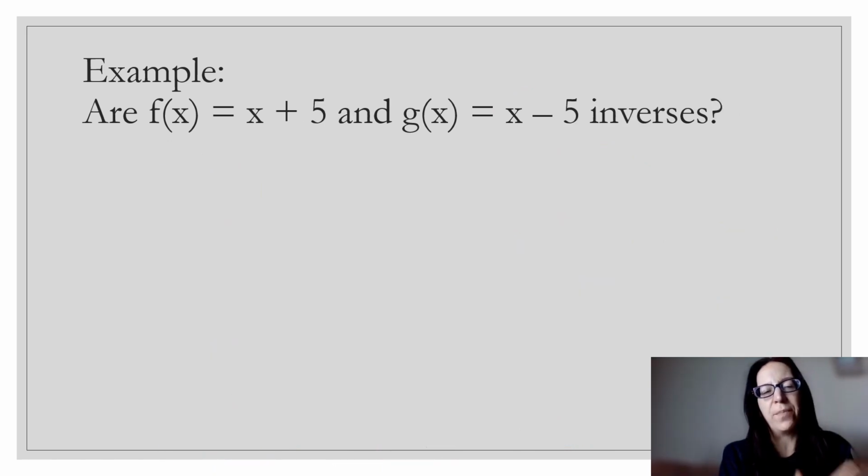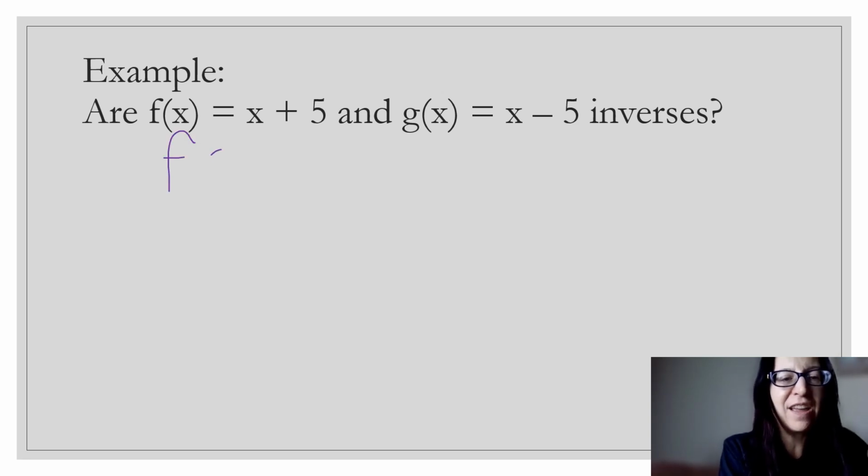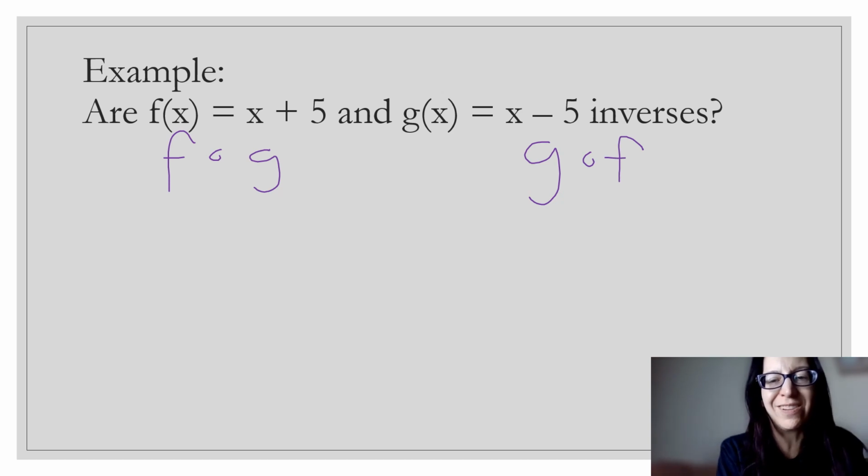Now, this one, you're probably pretty confident, x plus 5, x minus 5, there's nothing even to complicate that. I think they are inverses, and you would be right. But we do want to see how this looks when you're doing your composition. So we've got the f of g, and then we've got our g of f. Remember, those are not actual math words.